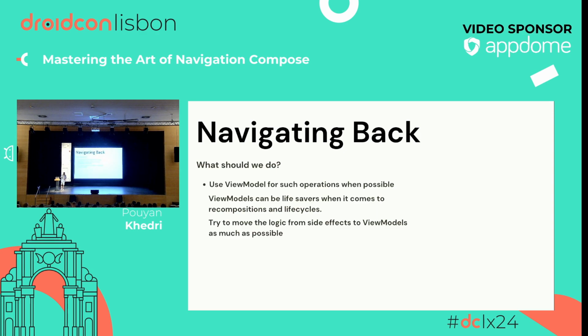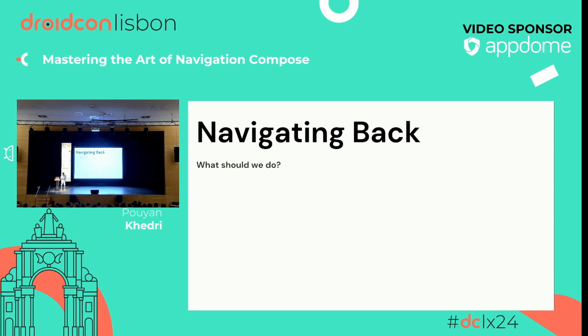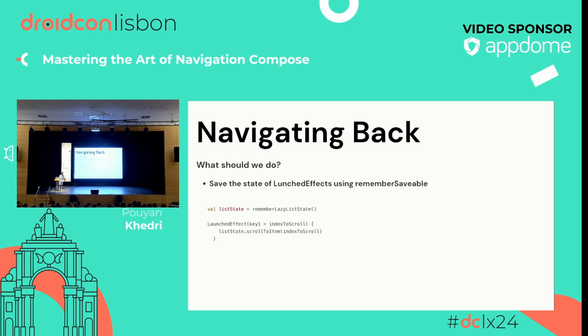But for some cases, it is inevitable to have these launched effects and side effects inside the screens. For those cases, we need to handle these launched effects manually, basically handle the states manually. For example, in the same example we had the list state and we are scrolling it using a launched effect. We can do something like this. We can add a Boolean state that is saved using rememberSaveable. Whatever we save using this is going to be immune to the navigation changes. And then inside our launched effect, we basically check this Boolean.